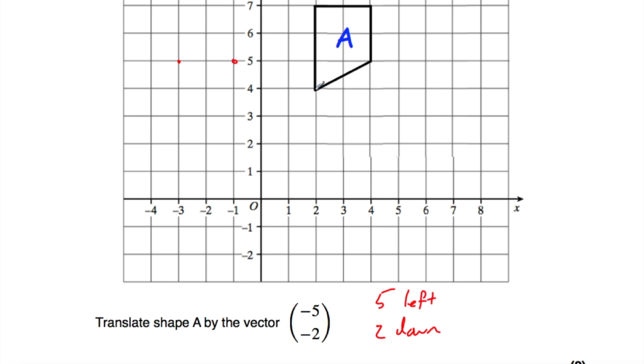This point, 5 squares to the left and 2 down. 1, 2, 3, 4, 5. And 2 down. 1, 2. And then finally this point here, 5 squares to the left and 2 down. 1, 2, 3, 4, 5. And 2 down. 1, 2. And that's it. We've moved the 4 points.